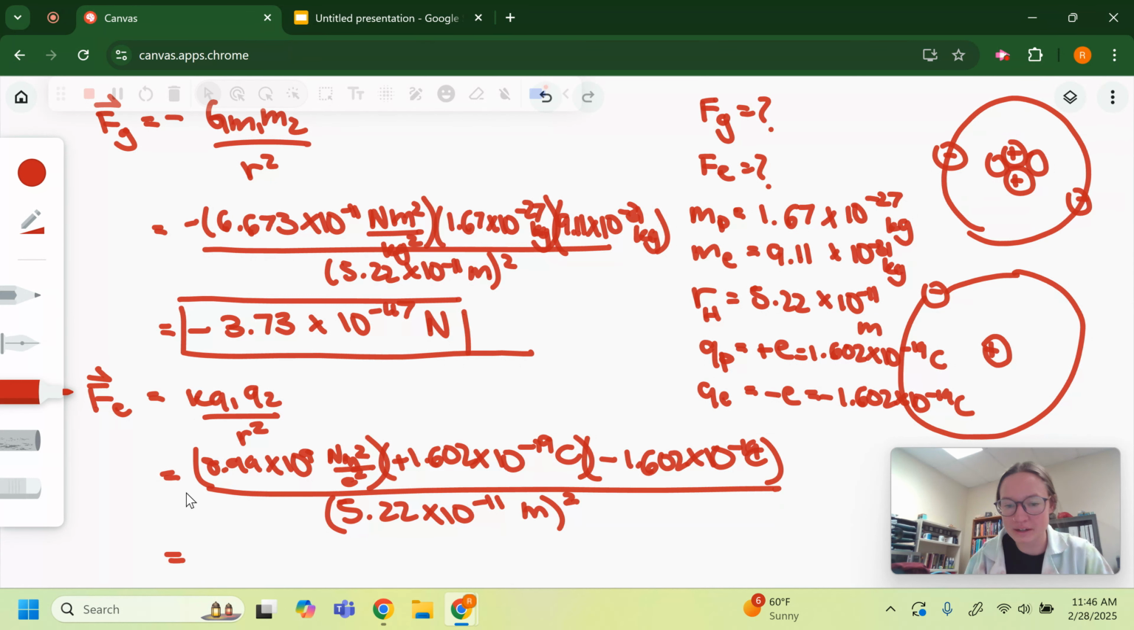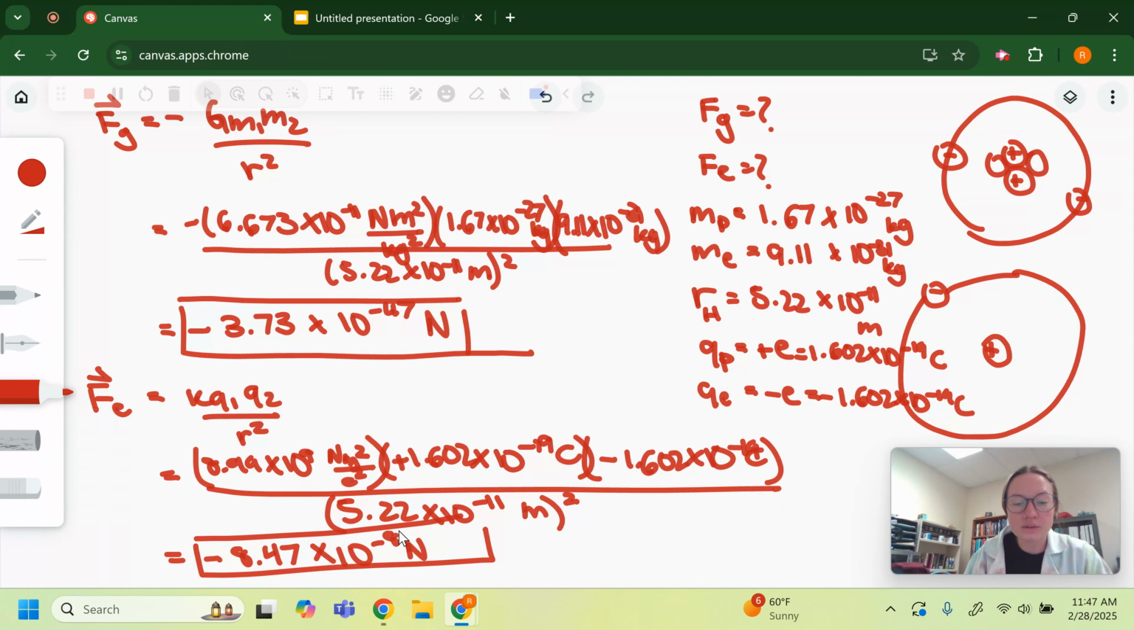This is the time where you take out your calculator and you plug it in. And you should get something like negative, I believe, 8.47 times 10 to the negative 8th newtons. Once again, notice the negative sign is good here because it's showing that there is an attractive force between this electron and this proton here. Also, it's to the negative 8th, which means it's very, very small.